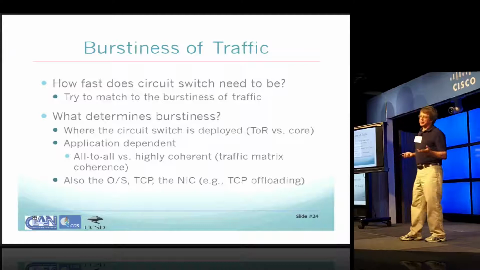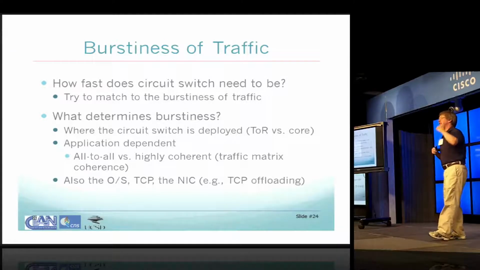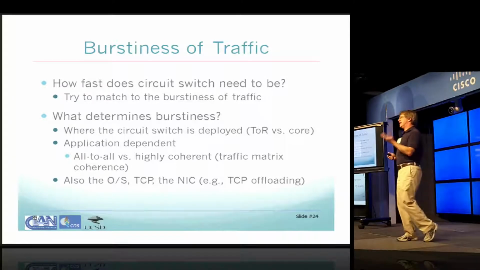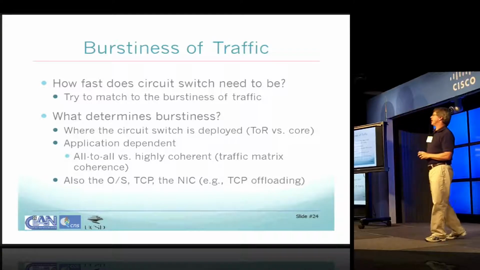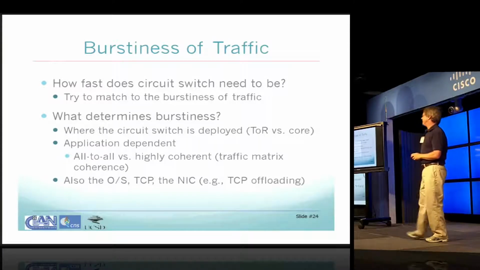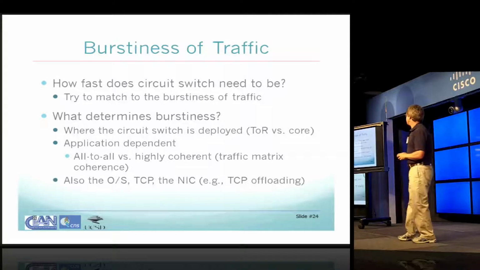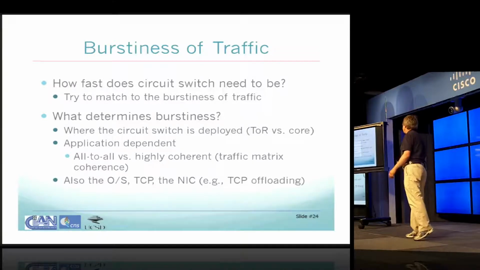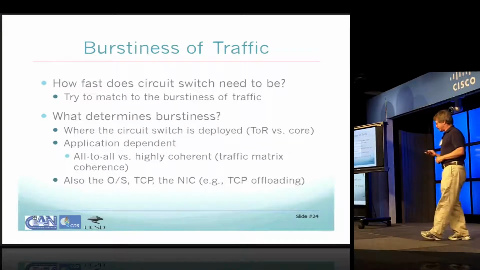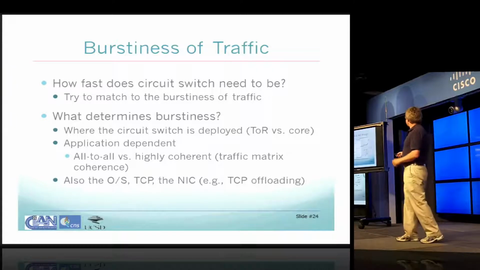It's obviously application dependent. Certain applications like to burst, as I said. If you're running Hadoop or a sort algorithm, they tend to have more correlated traffic. If you're running memcache like at Facebook, it's highly independent. Okay? So all-to-all versus highly correlated. Also the OS, TCP, and the NIC. And the NIC is a very interesting thing that we found out, and let me just talk about that.